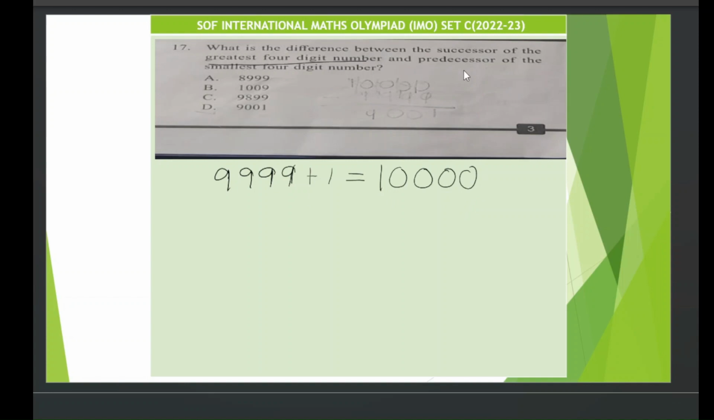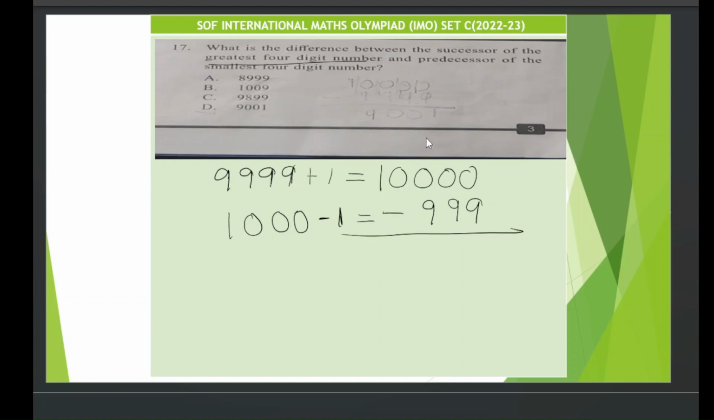Now let's find the predecessor of the smallest 4-digit number. What is the smallest 4-digit number? Obviously it has to be 1000. And what comes before this is the predecessor of 1000. So let's subtract 1. What will we get? 999, right? So we have got the successor of the greatest 4-digit number and the predecessor of the smallest 4-digit number. We need to find the difference between these two.